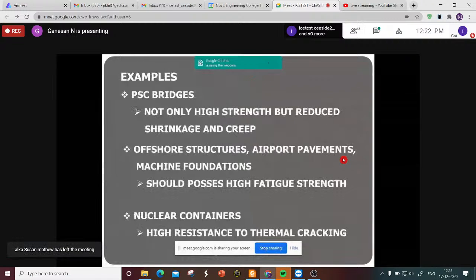For example, in prestressed concrete bridges, you need not only high strength but reduced shrinkage and creep. That is very important, because if shrinkage and creep take place, the long-term effect will seriously affect such bridges. As typical examples, offshore structures, airport pavements and machine foundations should all possess high fatigue strength. So there are specific requirements. Similarly, for nuclear containers, high resistance to thermal cracking is needed, because the temperature will be very high. So that concrete should have high thermal resistance.